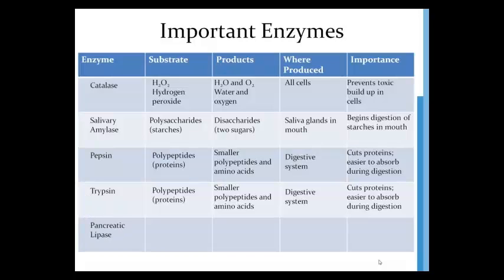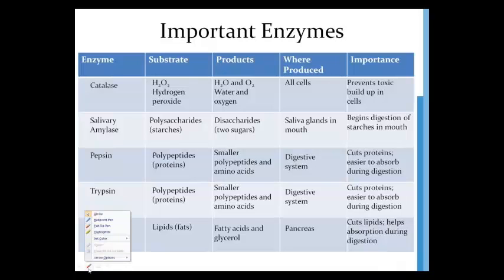Last is pancreatic lipase. This works on lipids to break them apart to fatty acids and glycerol. It is produced in the pancreas, and it helps to cut lipids up so that they can be absorbed during digestion. Some similarities between all of these.